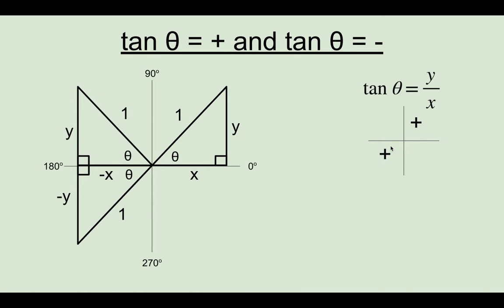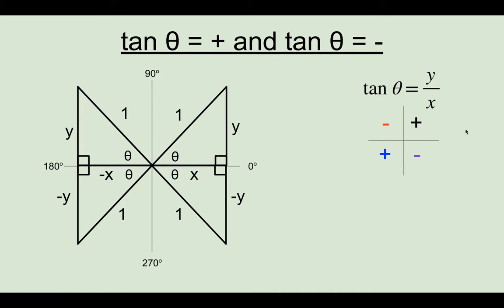Well, let's try here. If I do the second quadrant, y is positive and x is negative, so I'll get a positive divided by a negative. That'll be a negative. And then in the fourth quadrant, I'll get a negative divided by a positive, so negative y divided by positive x is also negative. So 90 to 180 for tan is negative, and then 270 to 360 is negative.